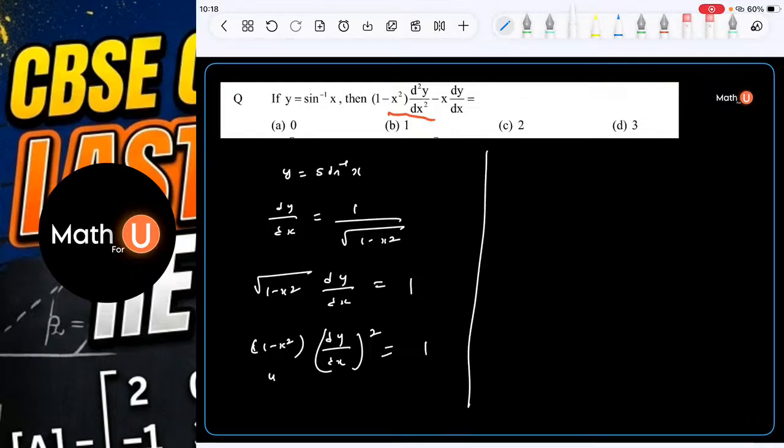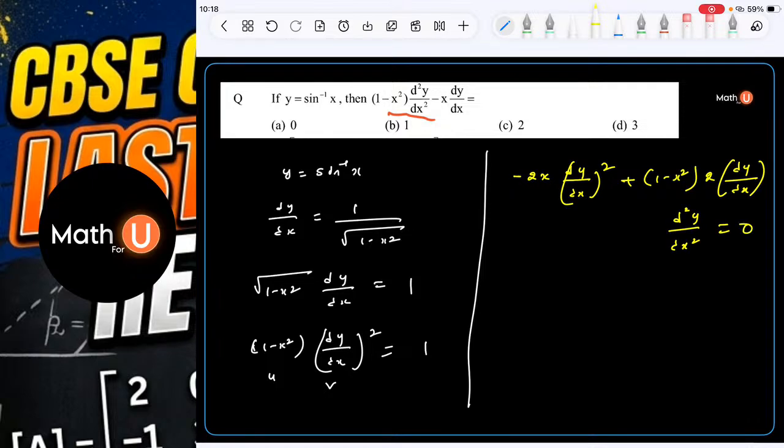Okay, apply the product rule, the uv rule. 1 minus x square differentiation is minus 2x, dy by dx whole square as it is, plus 1 minus x square as it is, times the differentiation of (dy by dx) whole square, which is 2 dy by dx, and again dy by dx differentiation, d square y by dx square. And the differentiation of 1 is 0.